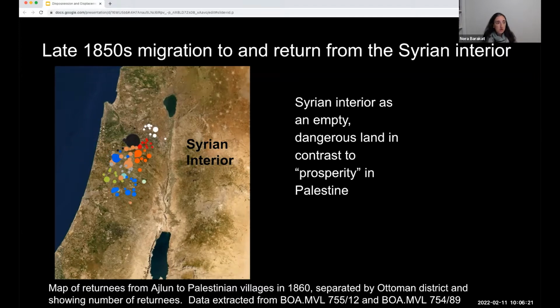So the records describe this region, the Syrian interior, as a wild place of danger, inhabited mainly by Bedouin. And rather than seeing this migration of cultivating peasants to this region from Palestine as an opportunity to develop it, the Ottoman authorities worked very hard to bring all of these peasants back to Palestine in order to maintain its prosperity and its flourishing, is the kind of language that they use. And I describe in the paper how this view of the Syrian interior changed in the succeeding decades, right?